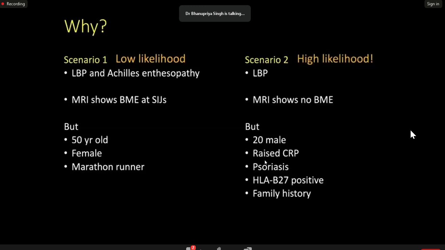Now, another example of a patient who also has low backache, and MRI shows no bone marrow edema, but the patient is a male, 20 years old, has raised CRP, has psoriasis, is HLA-B27 positive, and has a family history also. So even though he's young and there is no bone marrow edema on MRI, this patient still has axial spondyloarthropathy and can progress to ankylosing spondylitis if not treated, when the disease progresses. So that is the importance of the whole clinical picture that we were trying to lay out.